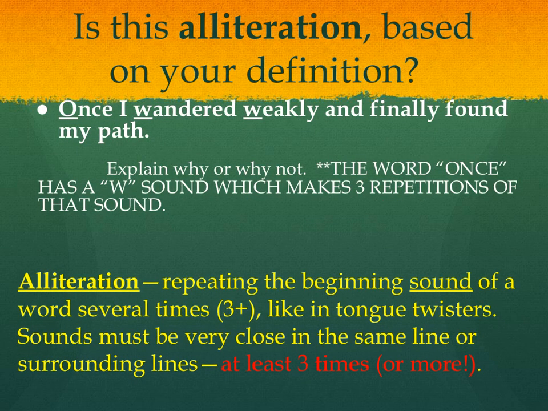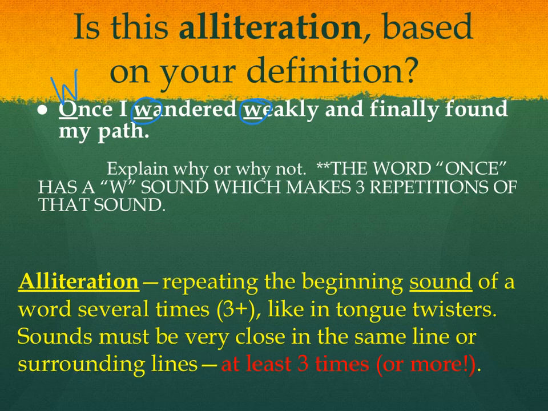So, knowing what you know then, my question is this: is this alliteration based on your definition? "Once I wandered weakly and finally found my path." So you might have said, it's got 2 W's. Nope, it only has 2, except the trick is this word, "once," it's not a W, but it still makes the W sound.